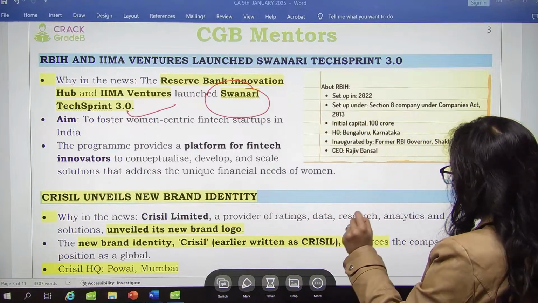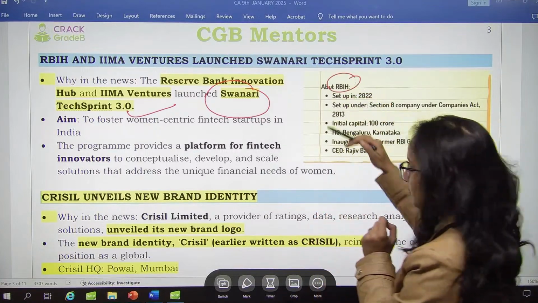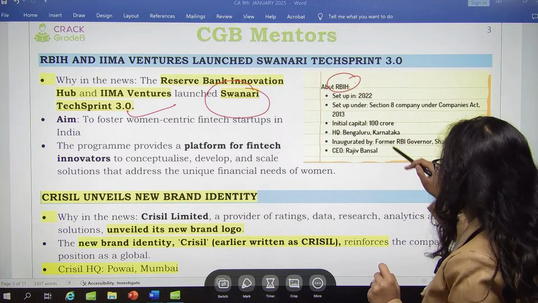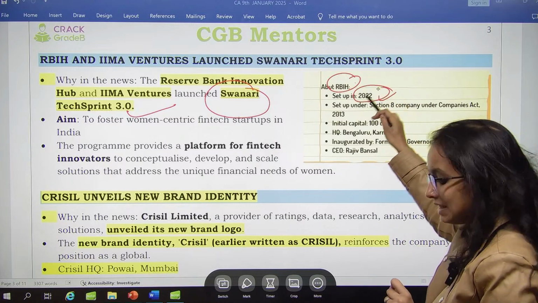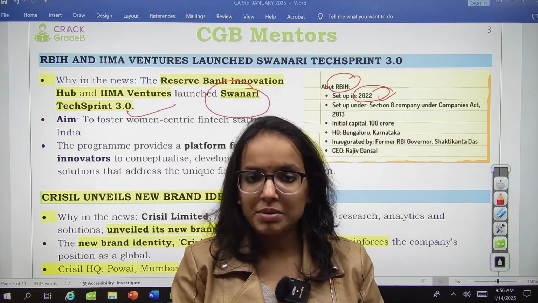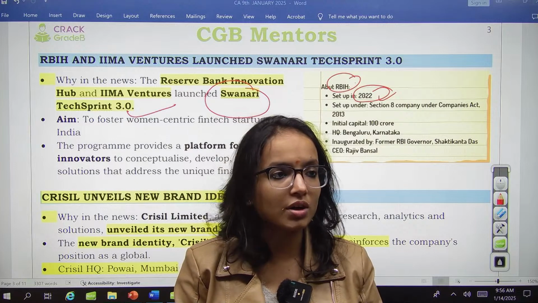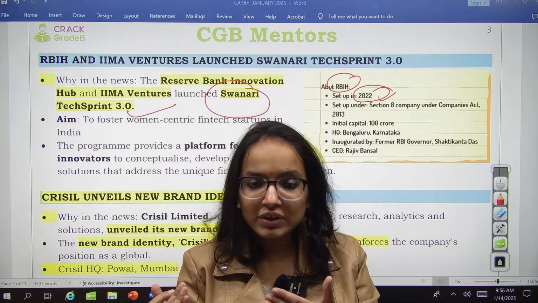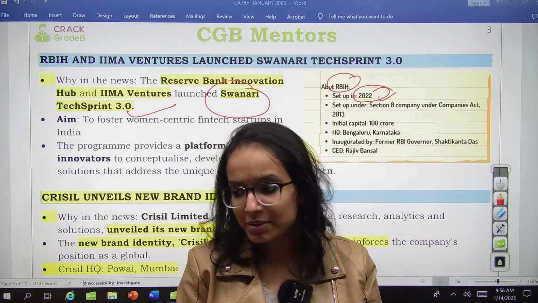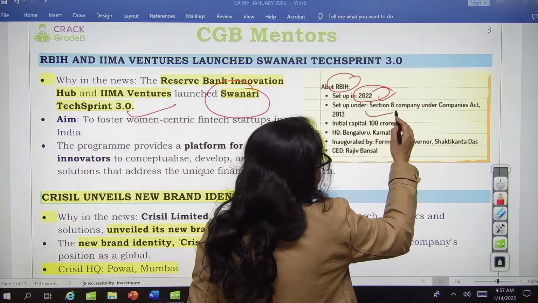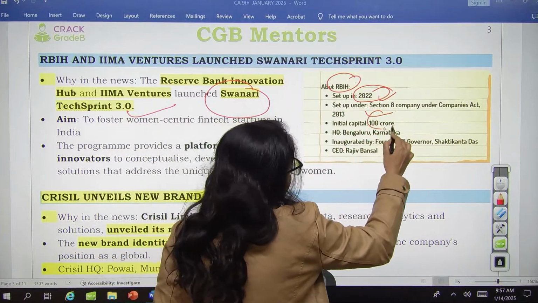Since RBIH is important, remember, RBIH was set up in 2022 only, recently. RBIH को बनाया ही इसलिए गया था. RBI Innovation Hub, Reserve Bank Innovation Hub was created with this purpose to foster innovation in the financial sector, in the functioning of RBI. Then it was set up as a Section 8 company. Initial capital इसकी 100 crore है.